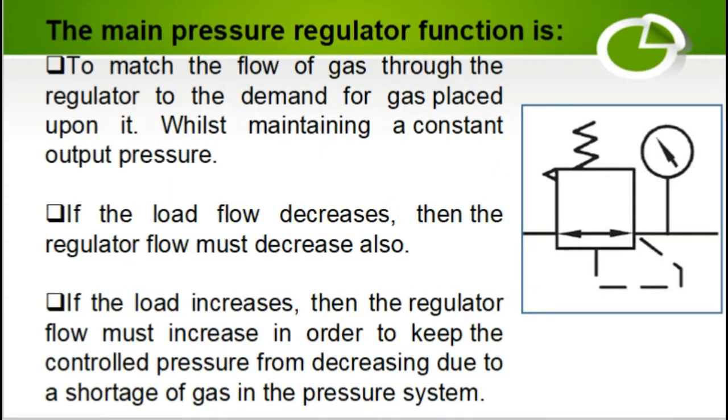The main pressure regulator function is to match the flow of gas through the regulator to the demand for gas placed upon it, while maintaining a constant output pressure. If the load flow decreases, then the regulator flow must decrease also. If the load increases, then the regulator flow must increase in order to keep the control pressure from decreasing due to a shortage of gas in the pressure system.